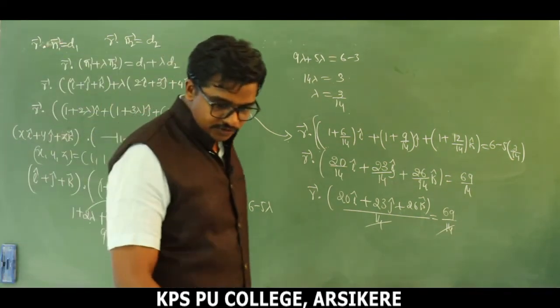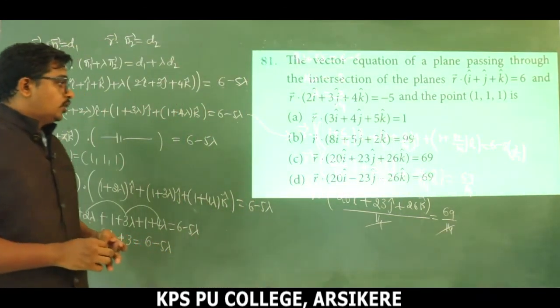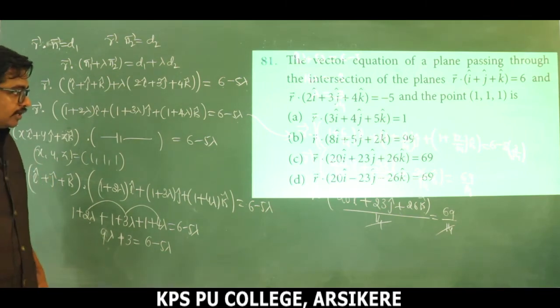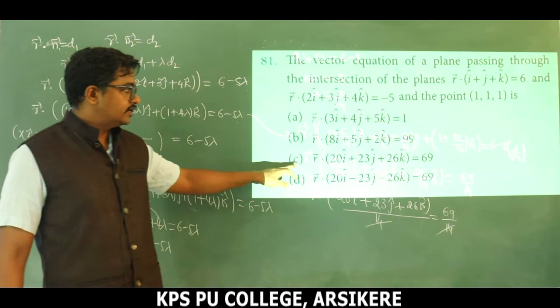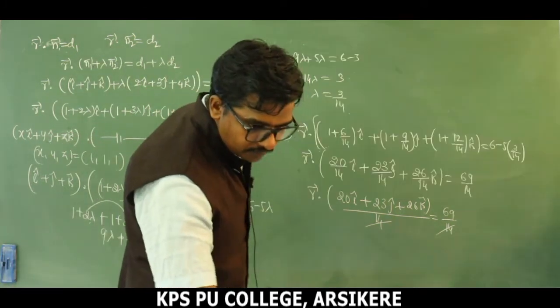Just observe the options. Option C: 20 into i cap plus 23 into j cap plus 26 into k cap is equal to 69. Option C is our right answer. Take a pause and note it.